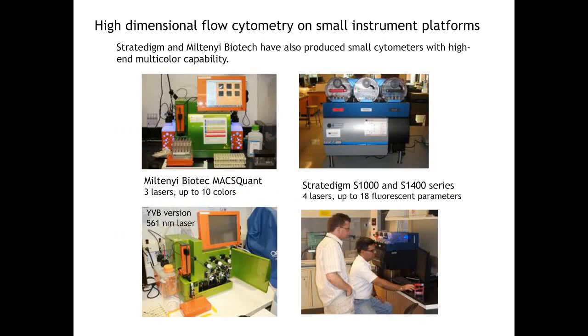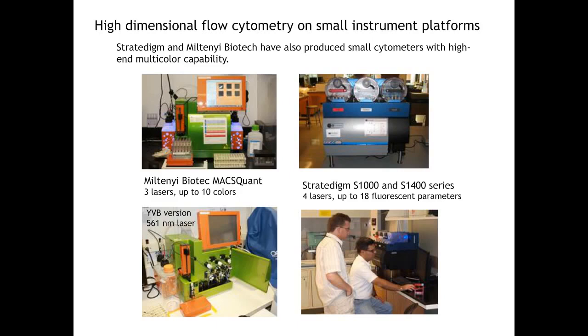What we see more recently, though, are smaller frame instruments where the cost is starting to come down. The Miltenyi Biotec is on the left. This is a 10-color flow cytometer that uses 3 lasers, a very small footprint, very easy to maintain.